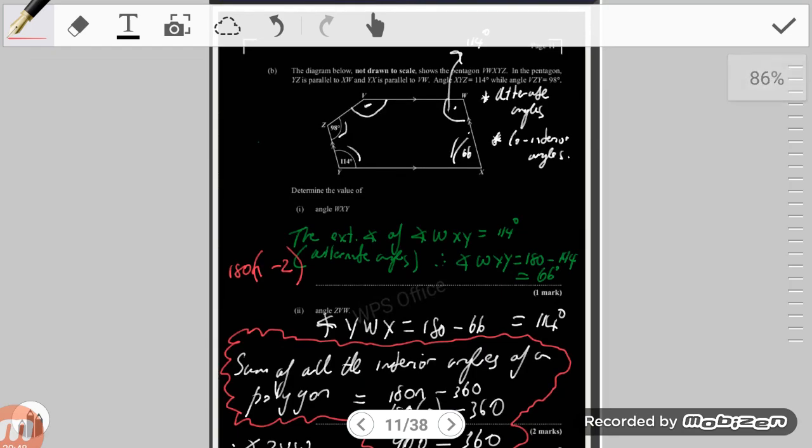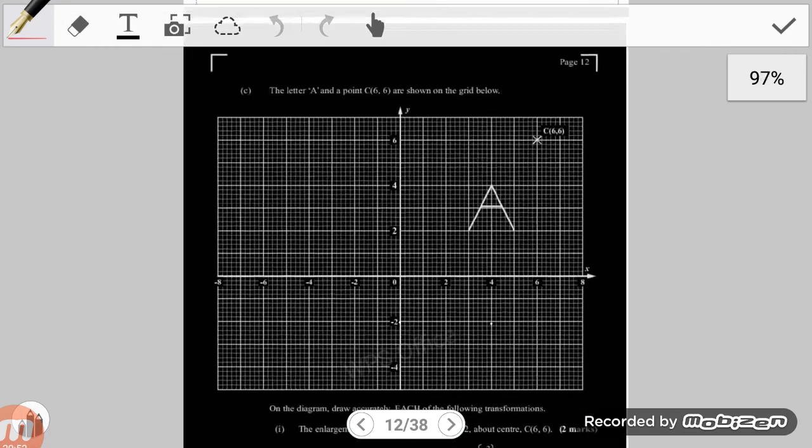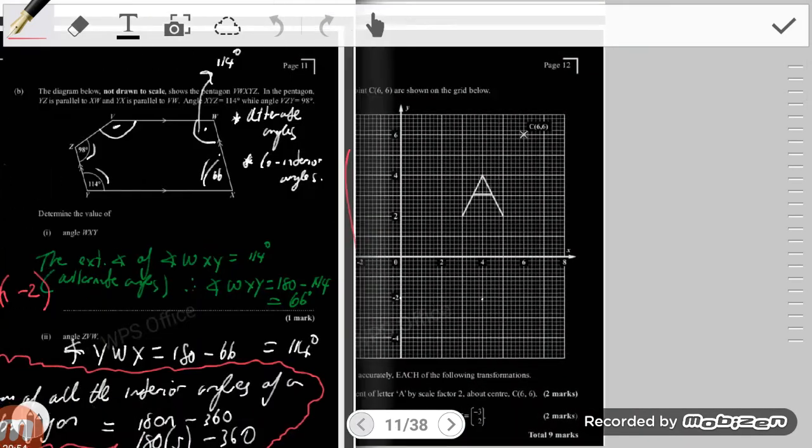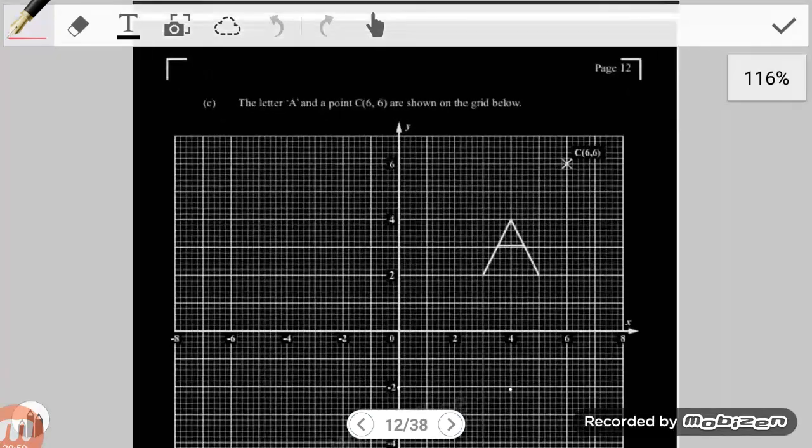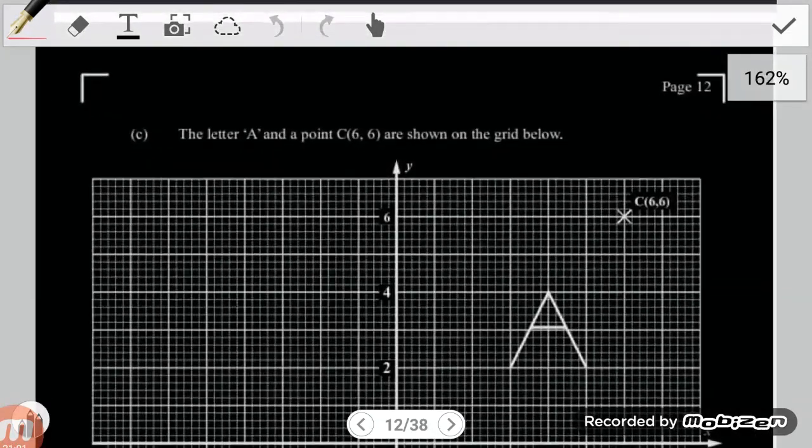Let's move on now to the next question. Let's make sure that we check that there's anything that's left off. I think that's it. So I'm going to go on to this question here.